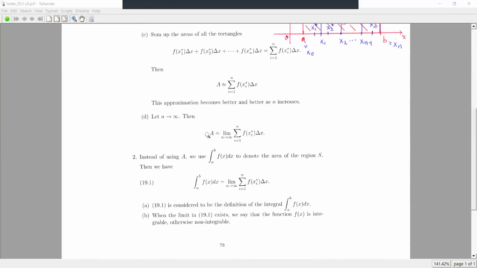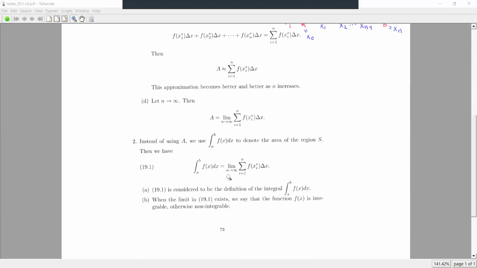Now usually we don't use A, but use this integral notation to denote this limit. So the integral is this limit. This equation is considered to be the definition of the integral. What is an integral? Integral means the limit of the sum of areas of rectangles.